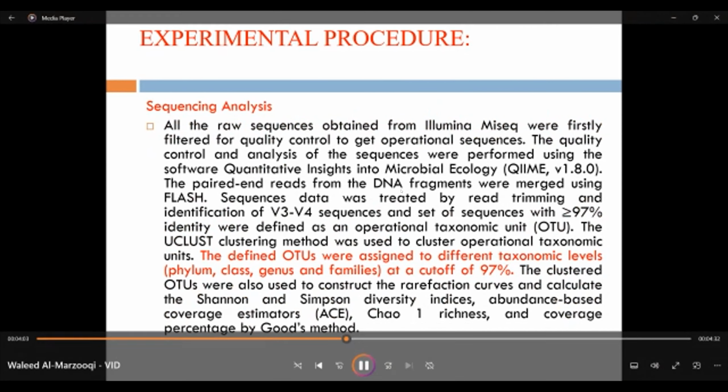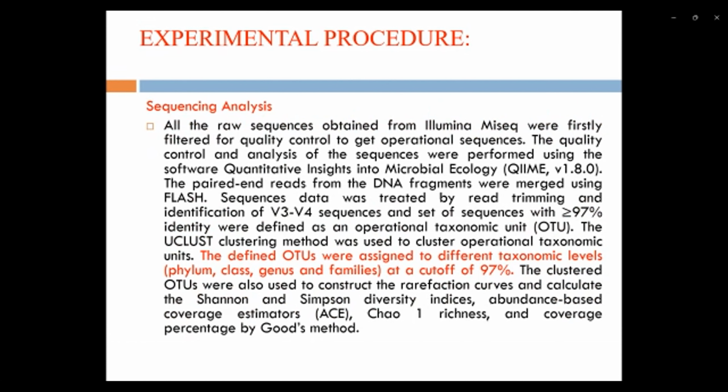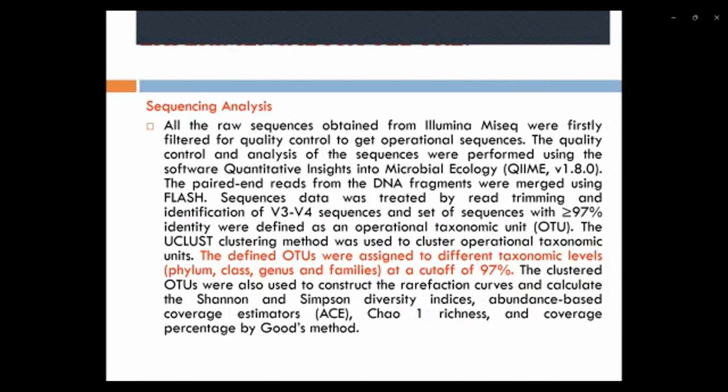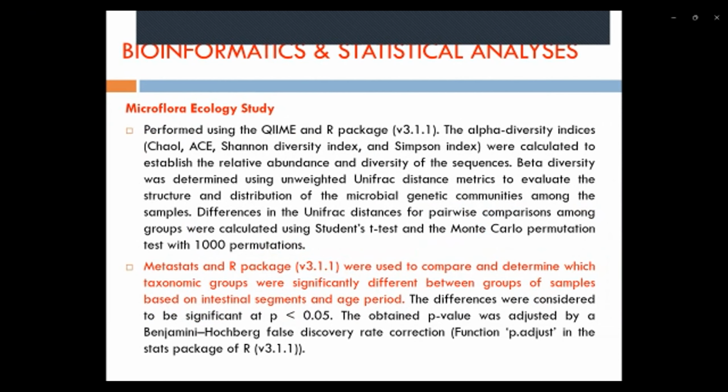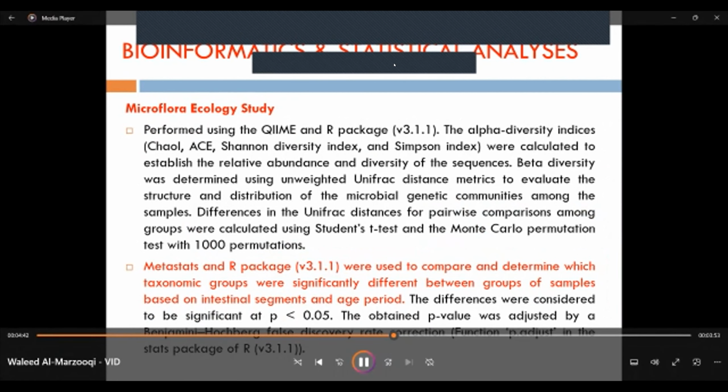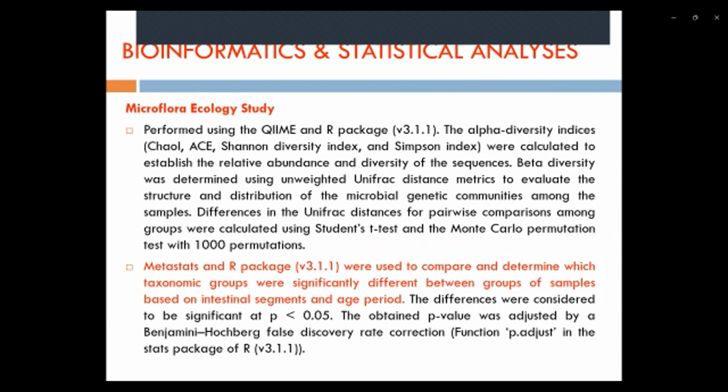The defined OTUs were assigned to different taxonomic levels, phylum, class, genus, and family, at a cutoff of 97%. The clustered OTUs were also used to construct the rarefaction curves and calculate the Shannon-Simpson diversity indices, abundance-based coverage estimates, Chao1 richness, and coverage percentage by Good's method. Metastats and R package were used to compare and determine which taxonomic groups were significantly different between groups of samples based on intestinal segment and age period.